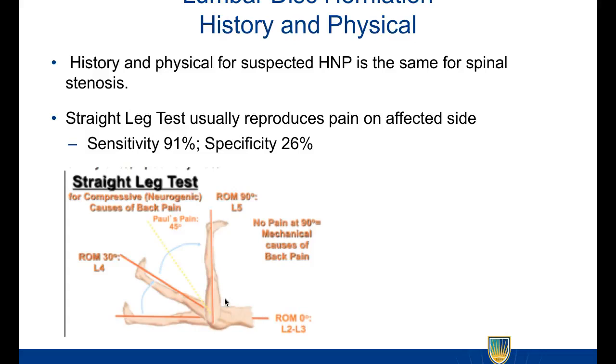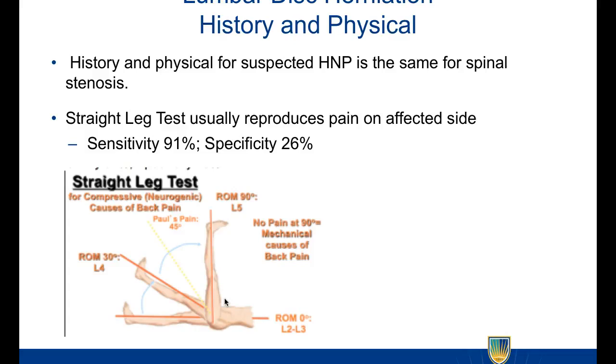Lumbar disc herniation history and physical. The history and physical for suspected HNP is the same as for spinal stenosis. Questions regarding acute injury should be asked, as trauma can contribute. Most patients can recall the time when the pain occurred and an inciting event. Some may experience a gradual onset of symptoms.